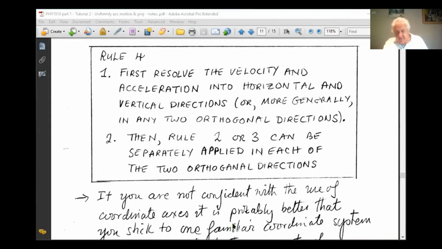In 2 dimensions, you can follow the same rules, but after you resolve your velocity and acceleration into horizontal and vertical components, with the ordinary axes. Then you can apply the same rules as above in 1 dimension to each dimension separately. So you can apply it to the y direction separately and the x direction separately. It doesn't have to be horizontal and vertical. It can be any 2 orthogonal, or perpendicular, directions.